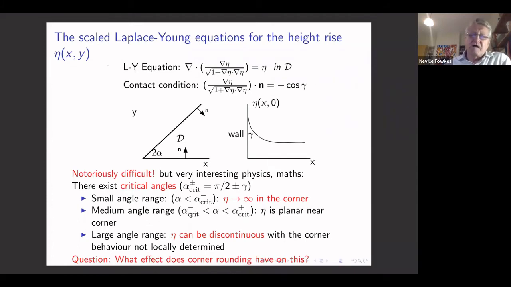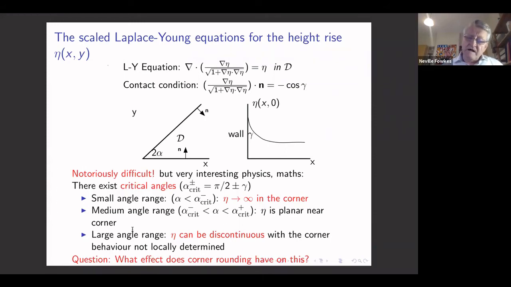For a medium range angle, and I'm talking here about maybe a right angle, the solution is really well behaved. It's planar. The height rise in the corner is finite and planar. So it's a really simple, regular answer. If the angle is larger than 180 degrees, then you can end up with discontinuities in the height from one side of the wedge to the other side of the wedge.